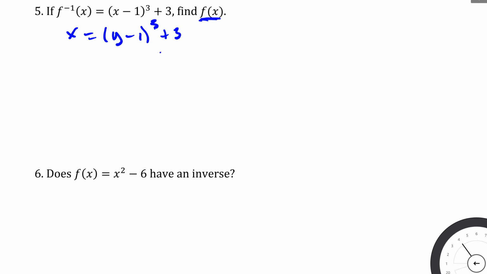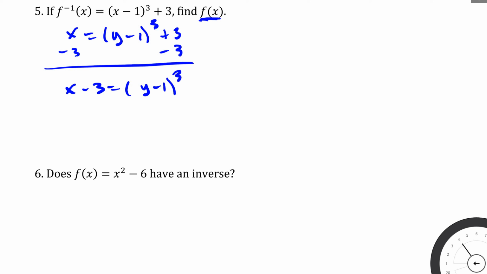To solve this, I would start by subtracting 3 to both sides. So now I have x minus 3 equals y minus 1 to the third power. Now, to the third power, we know that we can take the radical with a cube root there, or we can raise that to the 1/3 power to both sides. Either way is totally acceptable. I'm going to use radicals. So I'm going to do the third root of x minus 3 equals y minus 1.